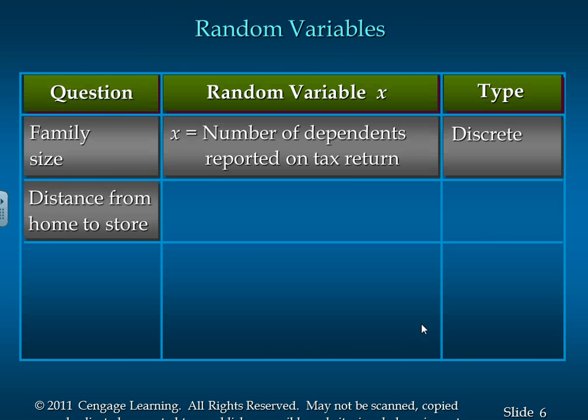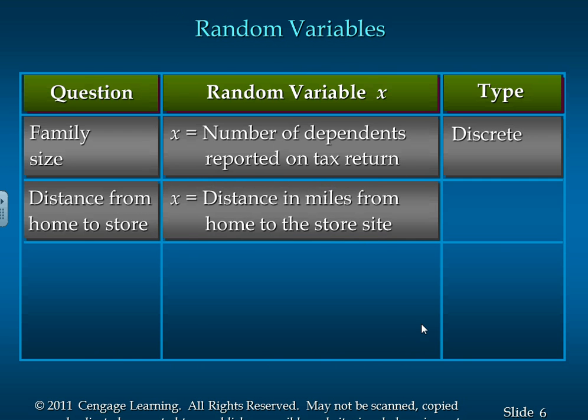So, family size. X depends on the tax return: discrete. Distance from your house to a store. X is in miles. It's continuous. I could have 12.7 miles to the store.